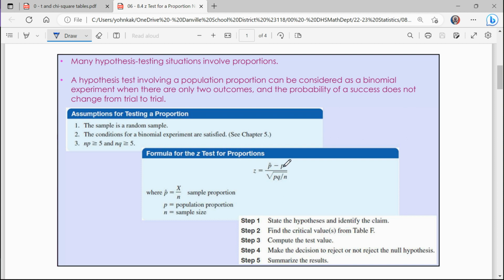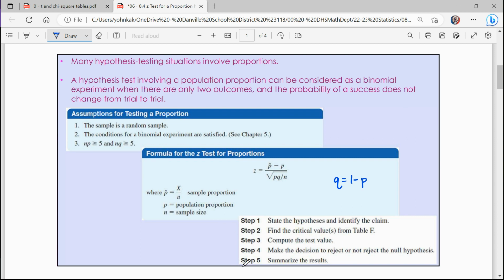We have a test statistic formula for the proportion. We have z equals p hat minus p over the square root of pq over n. Notice that we are using p and q, and if you don't remember, q is equal to 1 minus p. Also, we are using z now, so we will be inverse norming our critical values. No degrees of freedom here, so your sample size is what we're going to use.